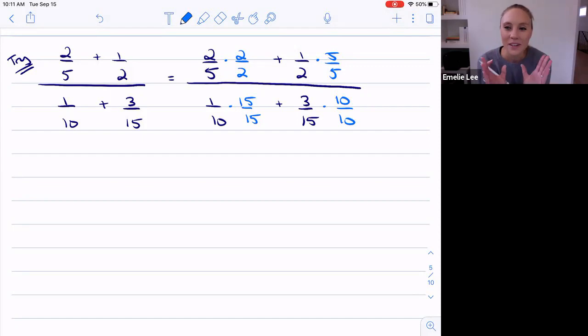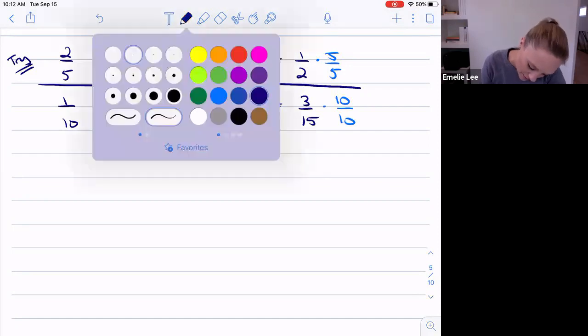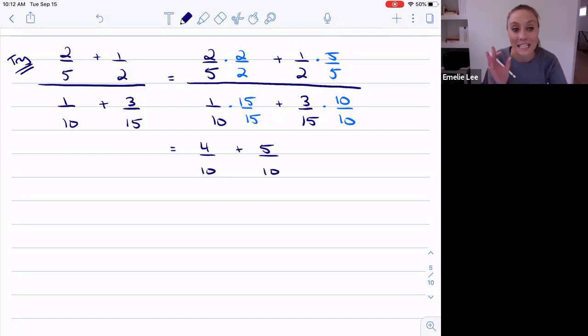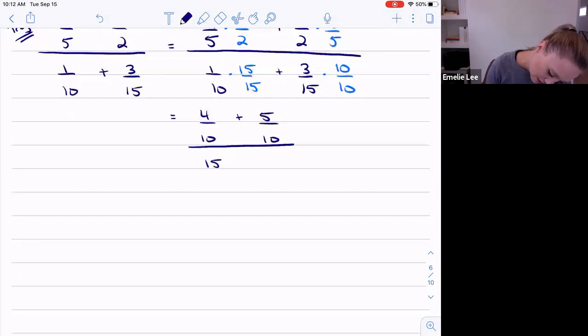Okay, so now I need to multiply all these fractions before I can simplify this a bit. So now I've got 2 times 2 is 4 over 5 times 2, which is 10. Plus 1 times 5 is 5 over 2 times 5 is 10. Phew, I need to have that common denominator, so it's a good thing that it worked out, right? We forced it to work out, but that's the whole idea. So all over 1 times 15 is 15, over 10 times 15 is 150. Plus 3 times 10 is 30, divided by 15 times 10 is 150 again.